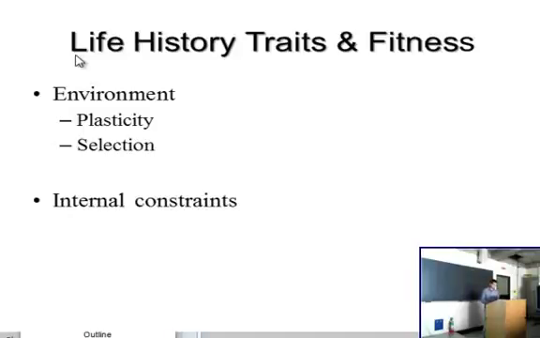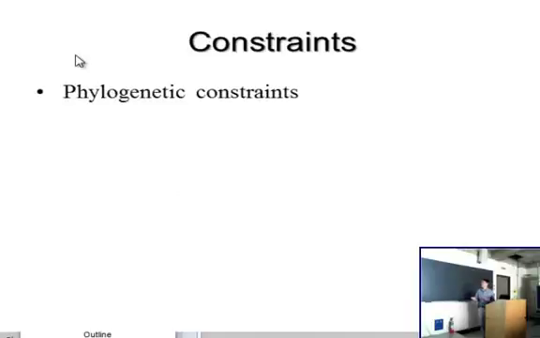In addition to the environment affecting the life histories of organisms, there are internal constraints that are inherent to every organism. One of these constraints is that there's a bias based on the evolutionary history of that organism. So it's constrained by its ancestry. So if it comes from a line of short-lived organisms, it's not automatically going to be able to live 100 years, for instance.